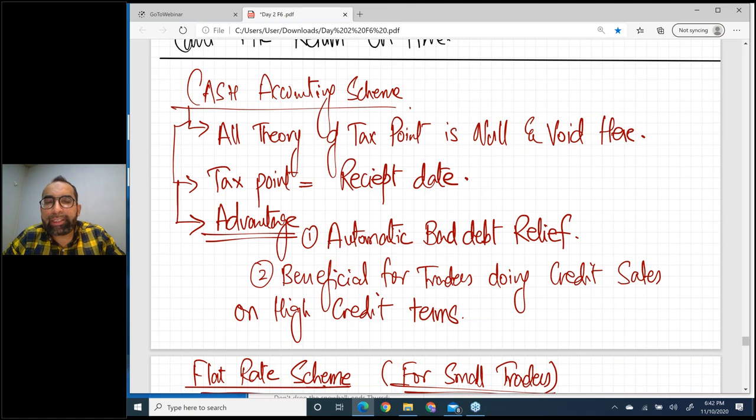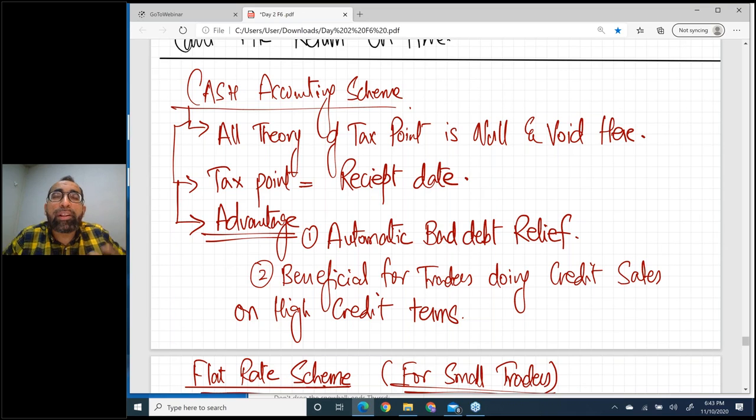So what are the advantages of cash accounting scheme? Number one, automatic bad debt relief. I hope I'm teaching students right now. Next month is your paper, so you have studied a lot. There is a topic which is called bad debt relief. Even when you don't use cash accounting scheme, still you get bad debt relief.